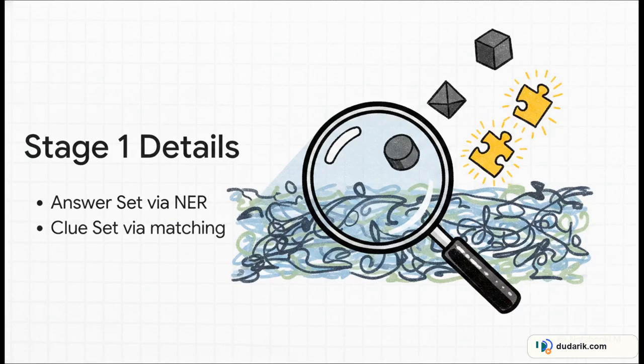At the exact same time, it uses semantic matching against the user's query to find sentences that logically support those facts, creating the clue set. Basically, Core figures out the who, what, where, and the why or how, and it does all this without needing a heavy language model to interpret a single thing.